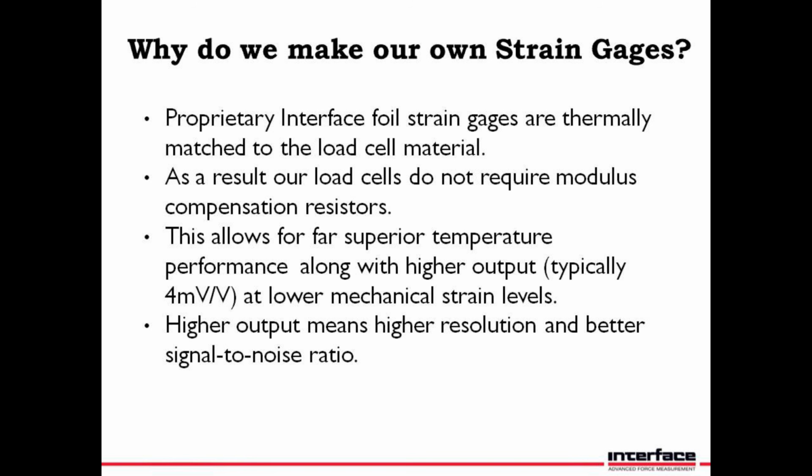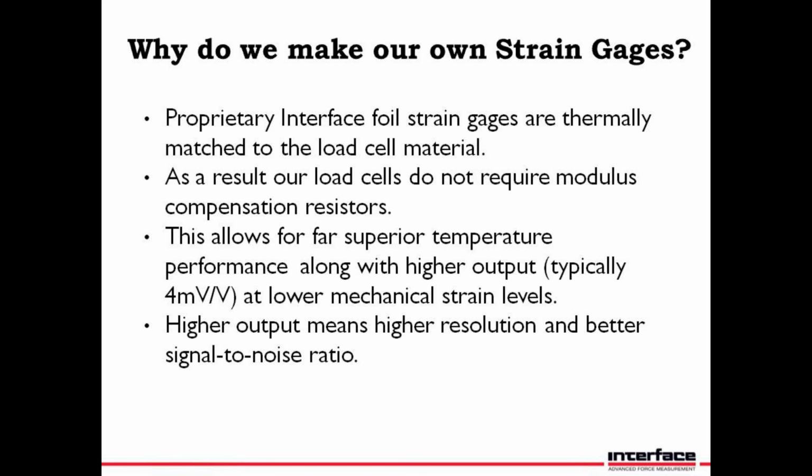All right, thank you, Albert. You can see, why do we make our own strain gauges? Proprietary Interface foil strain gauges are thermally matched to the load cell material. As a result, our load cells do not require modulus compensation resistors. More or less, we thermally match the properties of the gauge material to the material to which the gauge is being mounted, or in other words, the flexure element.